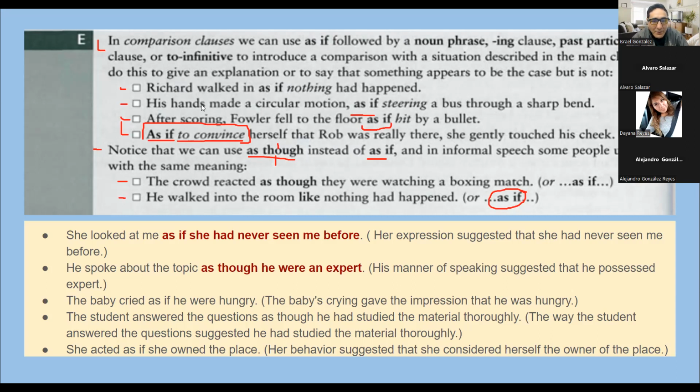And the last example, Alex. Yes, he walked into the room like nothing had happened. As if nothing had happened. This would be more informal. I don't suggest you use it in your writings, but maybe if it is an informal writing, maybe.